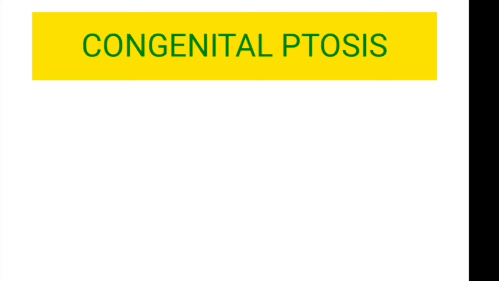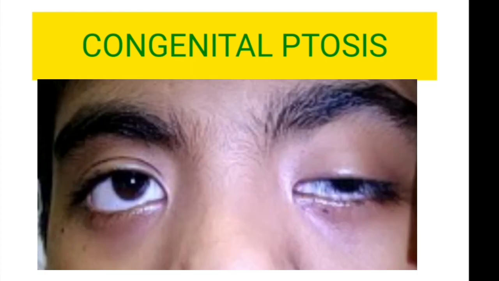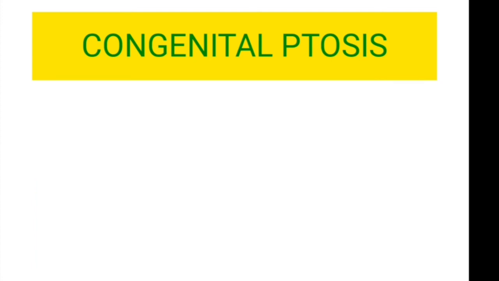So we'll discuss the specific features of each type of ptosis. In congenital ptosis, the cause is a dystrophic LPS muscle, meaning the LPS muscle is neither contracting nor relaxing. It can be unilateral in almost 70% of cases, and in the remaining it can be bilateral. The amount of ptosis can be mild, moderate, or severe, and the LPS function is most of the time poor, and it usually correlates with the amount of ptosis.